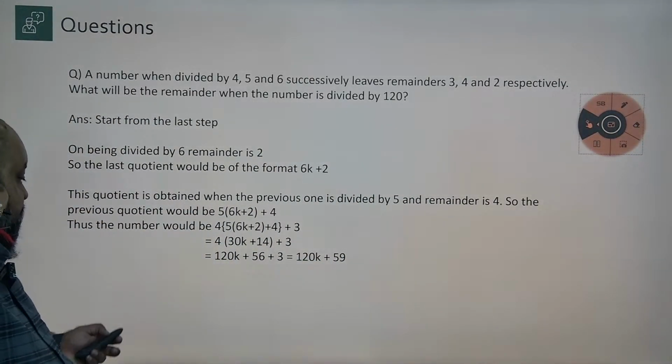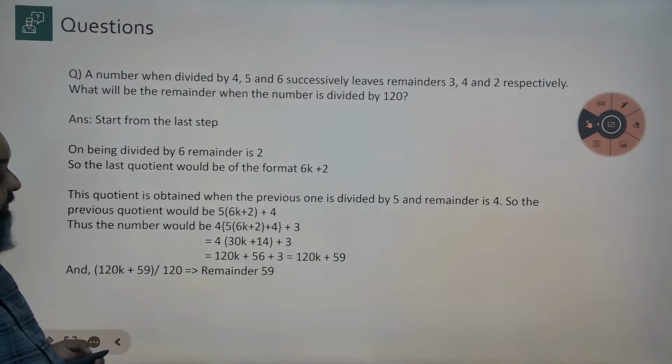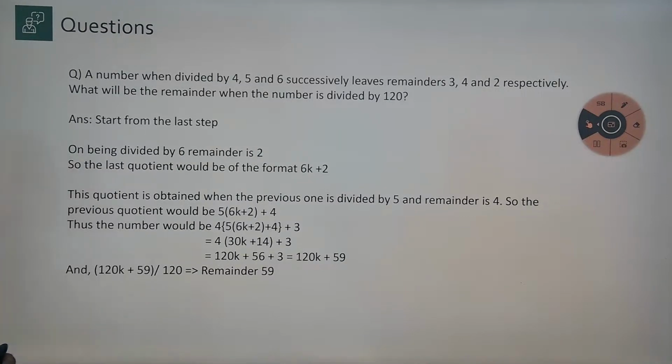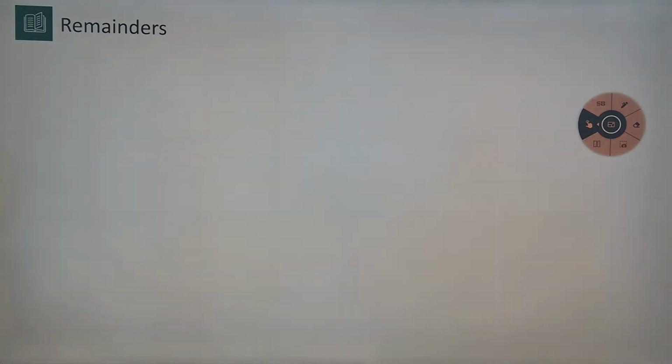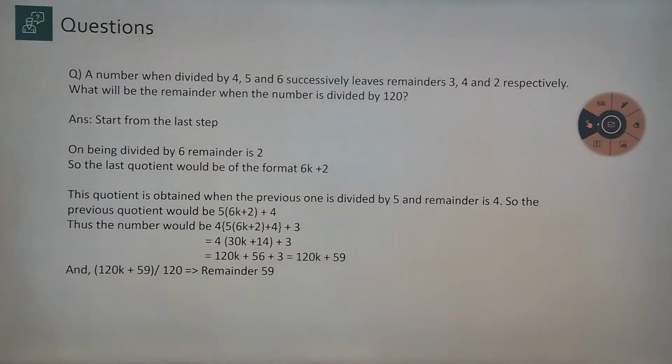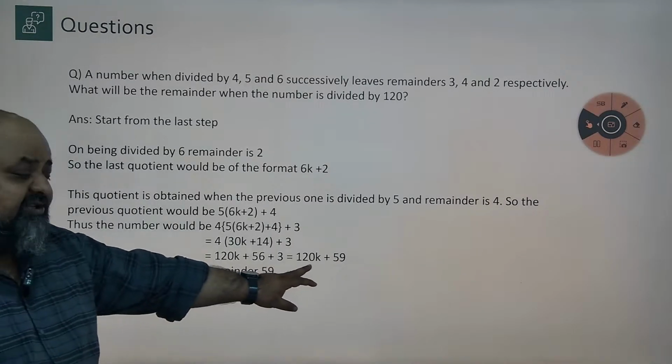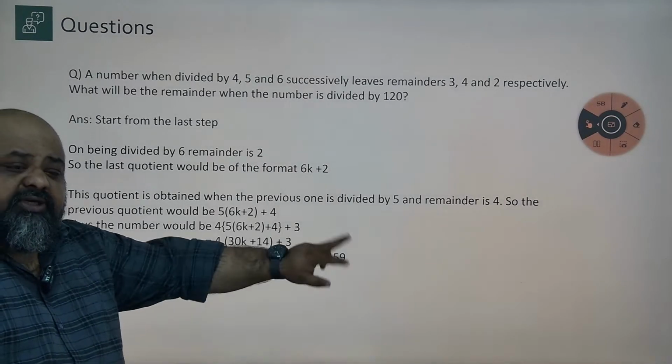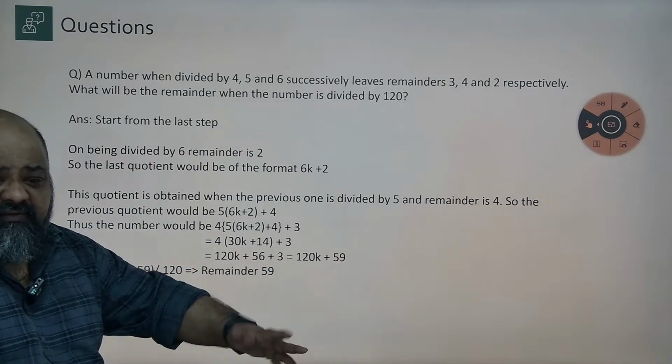Successive division. This has been a question in many exams. The steps will remain the same. A variation in this question could be a number when divided by 4, 5, 6 leaves remainder 3, 4, 2 respectively. What will be the remainders when the number is divided by 6, 5, 4 successively? So there, I will divide this by 6 first, get the quotient, divide that by 5, and then by 4, the reverse order.